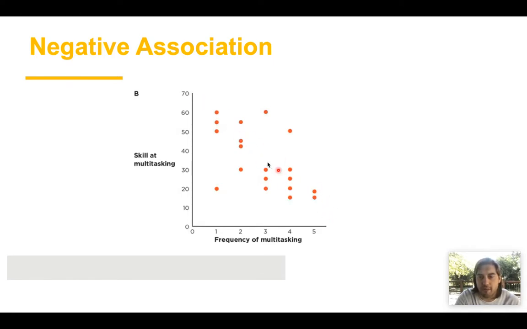We can see if we drew a line of best fit here, it would be in the opposite direction. Its orientation is different. In a negative correlation or a negative association, as one variable increases in value, so here as frequency of multitasking increases, skill at multitasking decreases. So as one thing gets bigger, the other thing gets smaller. That's a negative association. You also will often hear this called an inverse relationship because the variables move inversely to one another.